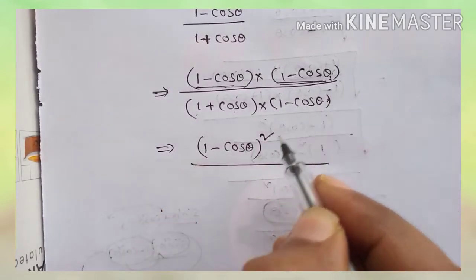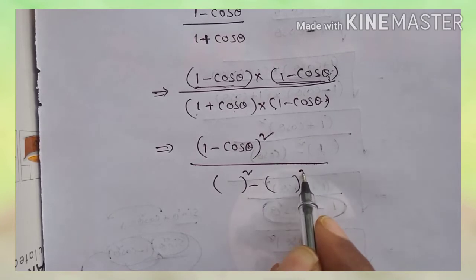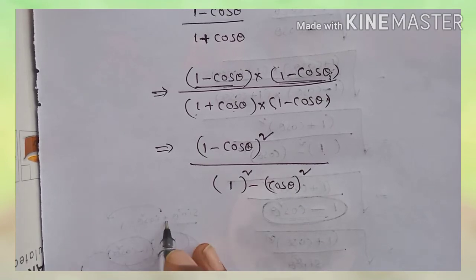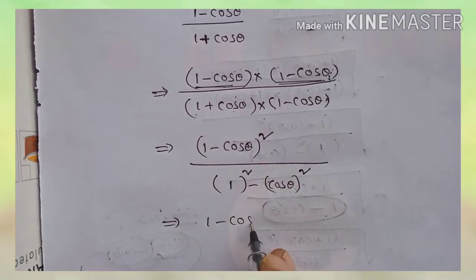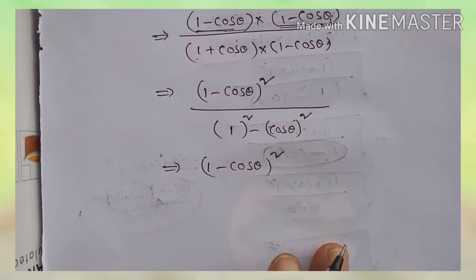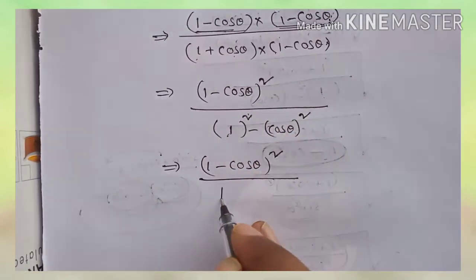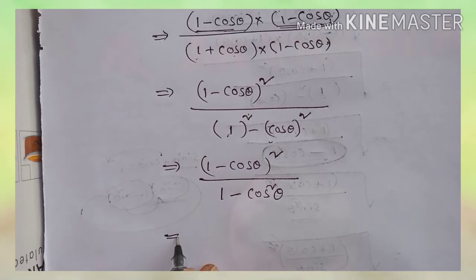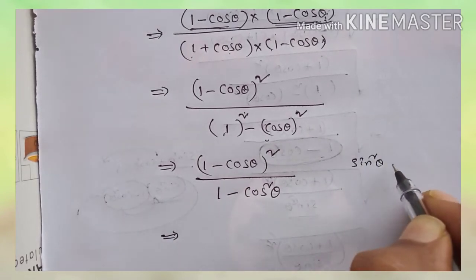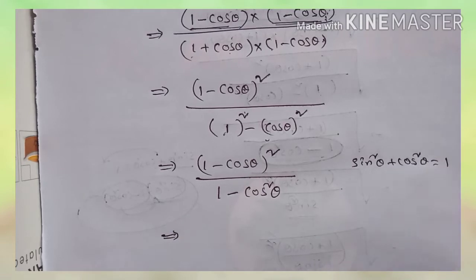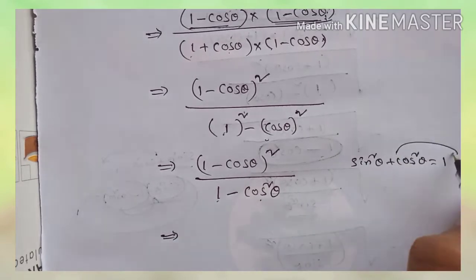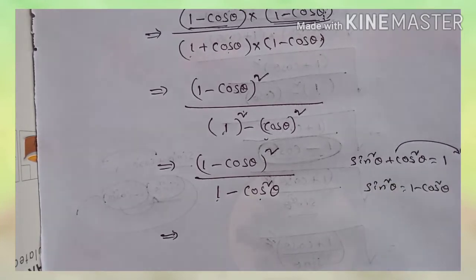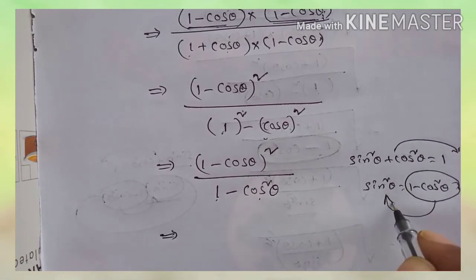A plus b into a minus b is a square minus b square. Here a is equal to 1 and b is equal to cos theta. So the numerator is (1 minus cos theta) whole square, and the denominator is 1 square minus cos square theta. As per our discussion, we know sin square theta plus cos square theta is equal to 1. Transposing cos square, sin square theta is equal to 1 minus cos square theta.